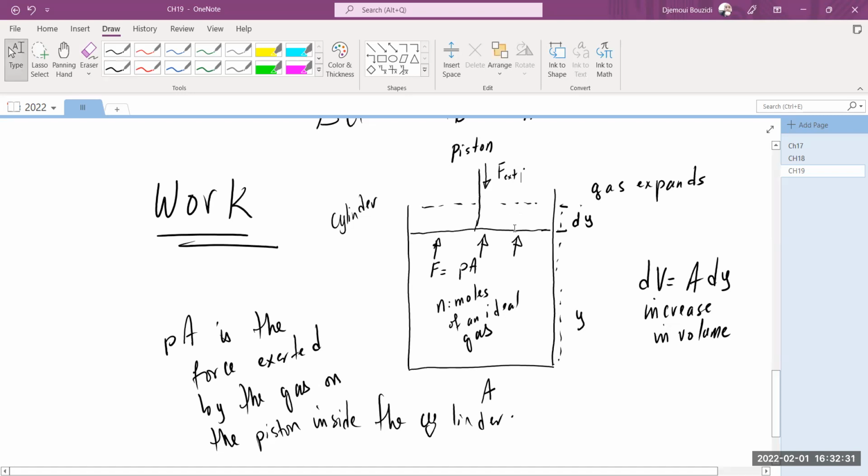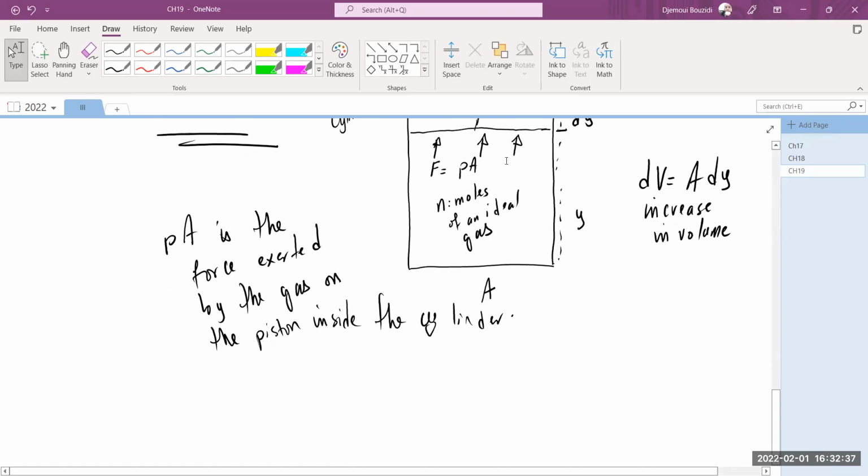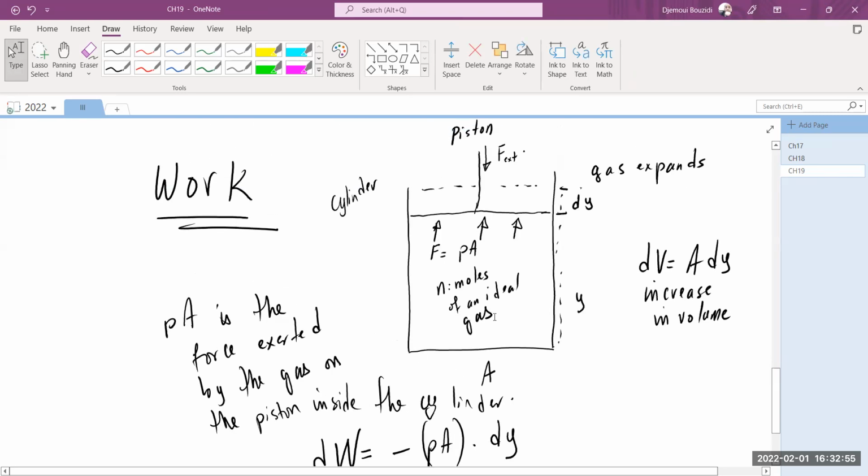So the fact that it has moved this way is against the external force in here. In this case, the work is equal to, I'm going to write it as dW, the force in magnitude, which is just PA, times the displacement, which is dy, and this better be a negative value. Why? Because I'm actually doing work against the environment. When the piston went up, the energy of the system went down.